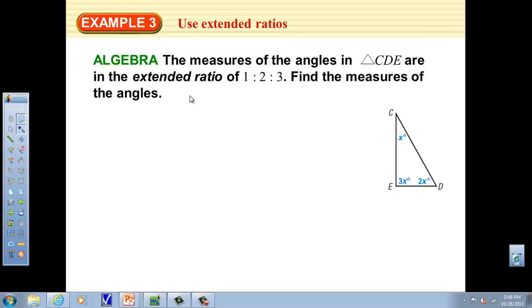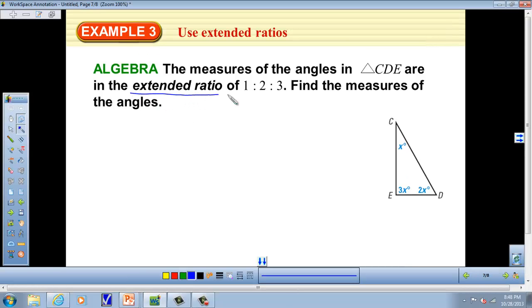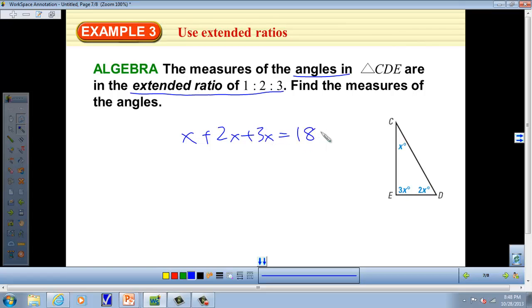Now, for this next one, we have an extended ratio of 1 to 2 to 3 for each of the angles. Well, we know that using the same idea, it's going to be a multiple of 1, a multiple of 2, and a multiple of 3. And we want to find the measure of these 3 angles. If we add them together, 1x, 2x, and 3x, we know that the sum of the angles in a triangle is 180. So we get 1x plus 2x plus 3x equals 180.